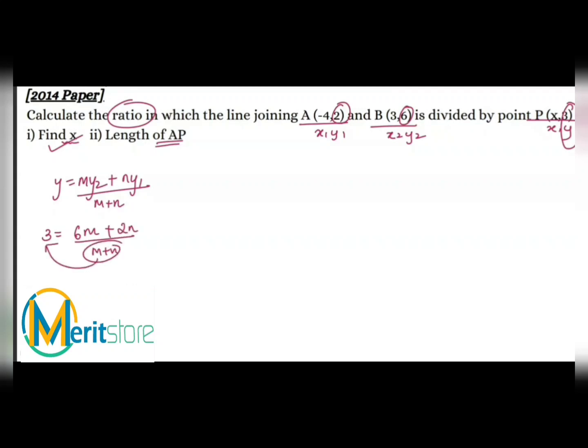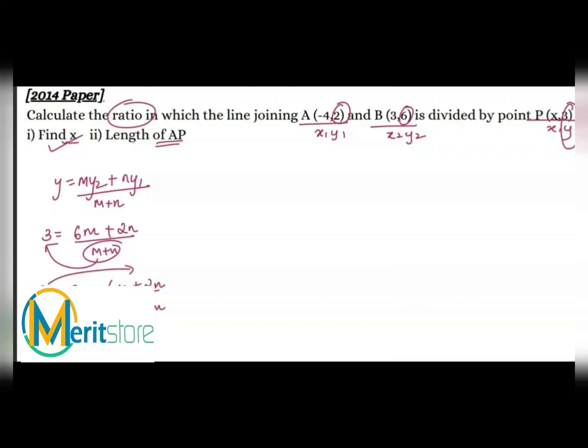m and n goes to the other side. It becomes 3m plus 3n is equal to 6m plus 2n. I take m on the other side, so 6m minus 3m, and 2n will go to the left hand side, so 3n minus 2n. This gives me n is equal to 3m, so the ratio m upon n would become 1 upon 3.